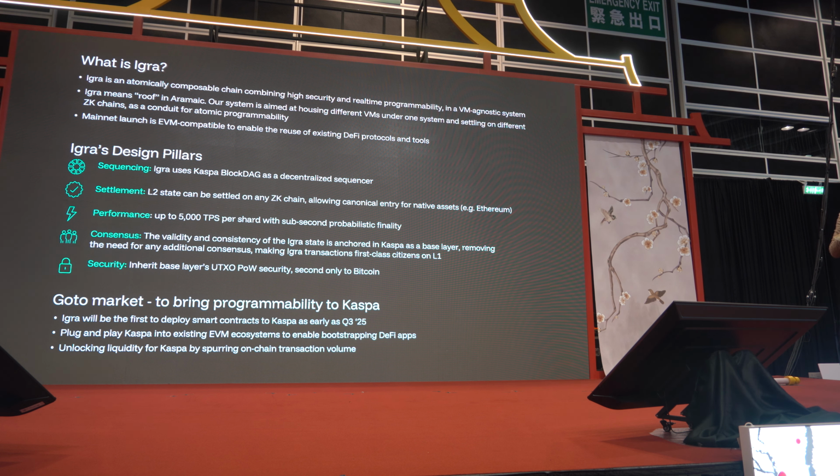What is Igra? We're an atomically programmable EVM chain that is a base rollup. And we have 4 basic pillars that navigate how we're progressing and what we're building. That is sequencing using Kaspa, settlement. Meaning, right now, in the initial rollout of our mainnet, we're going to be settling on Kaspa, but as we scale up, we will enable settlement on any ZK chain.